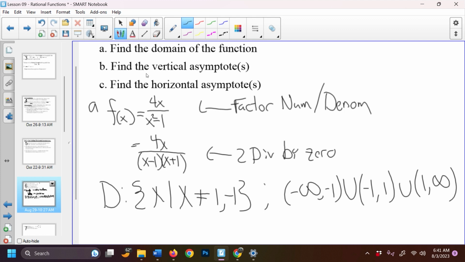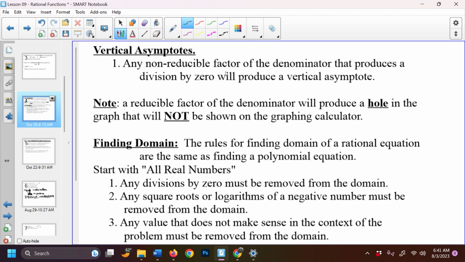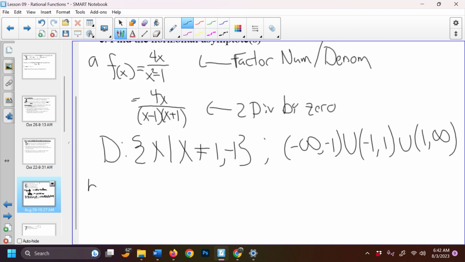Find the vertical asymptotes, and if we go back to talk about vertical asymptotes, any non-reducible factor of the denominator that produces a division by 0 will produce a vertical asymptote. So we want to talk about this non-reducible. When I look at this function that I have right here, I have two factors in the denominator. I have x minus 1 and I have x plus 1. There are no equivalent factors in the numerator for each of these two factors. So both x equal to 1 and x equal to negative 1 are going to produce a vertical asymptote.